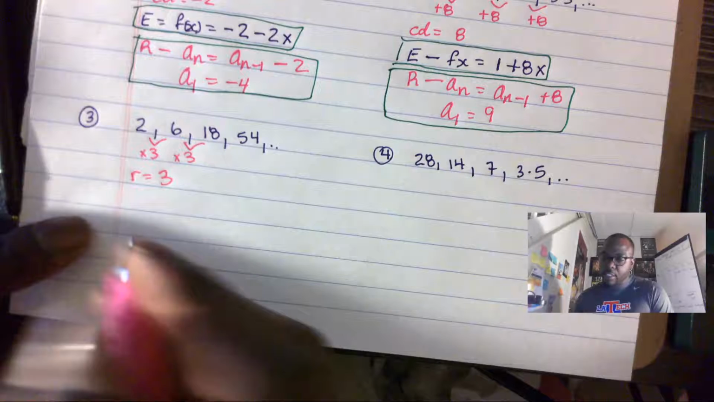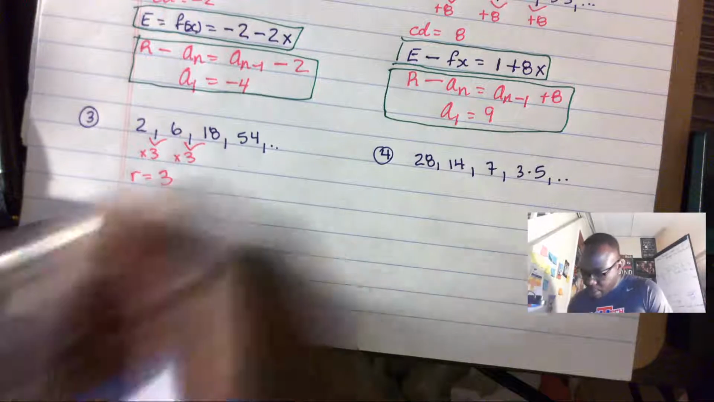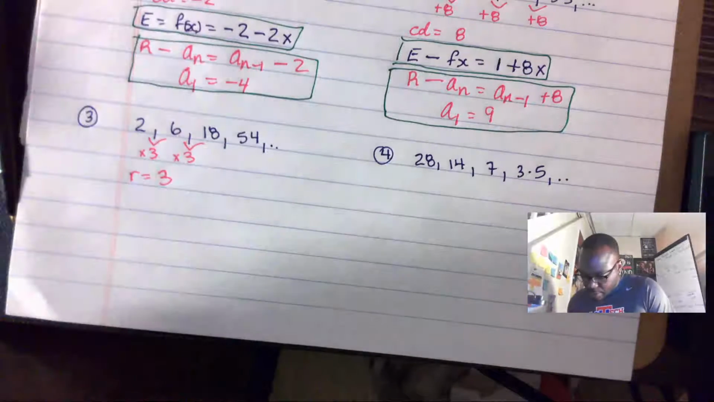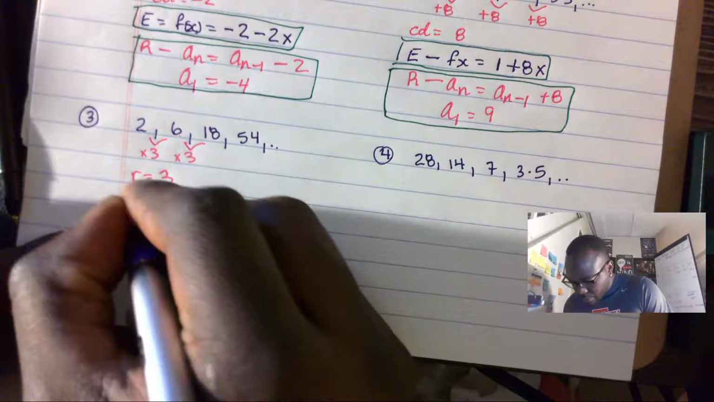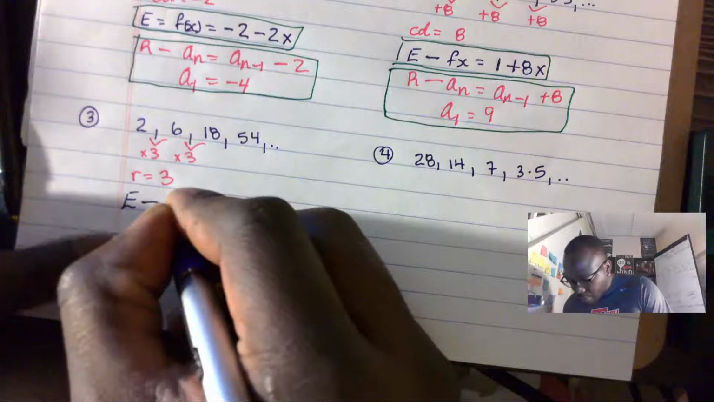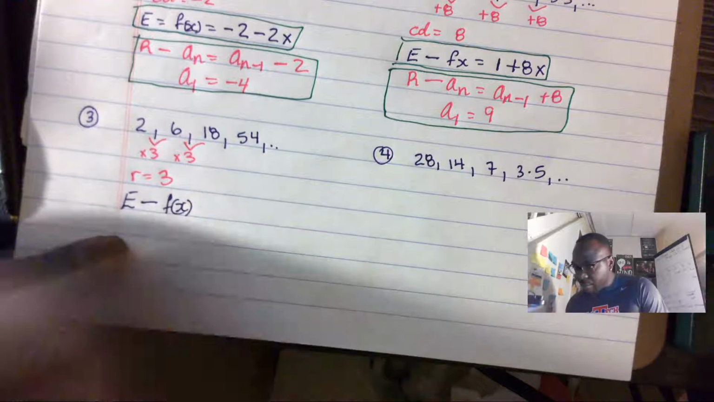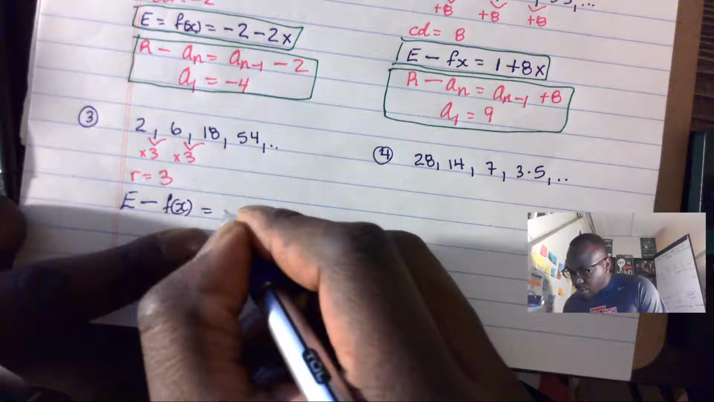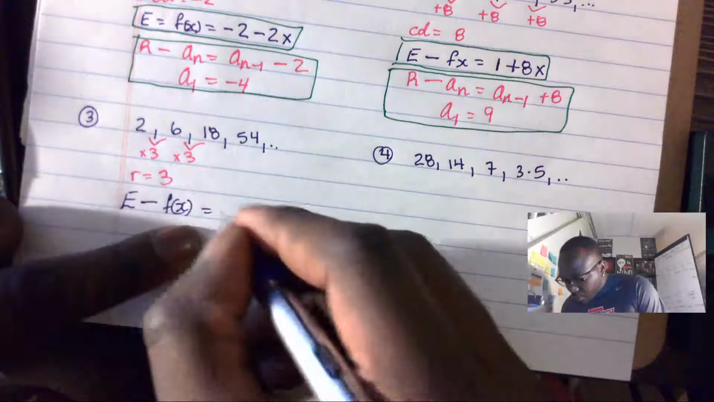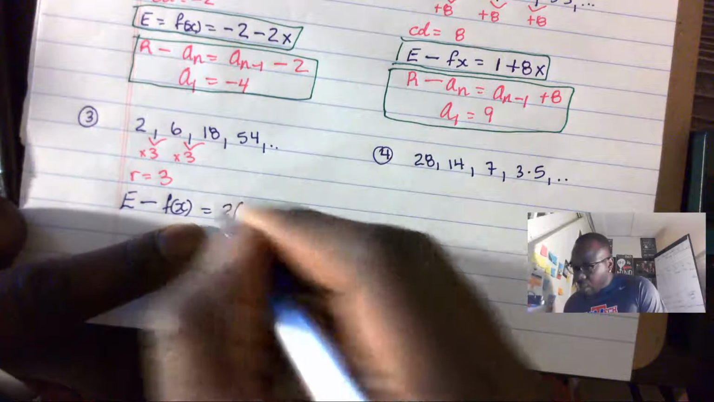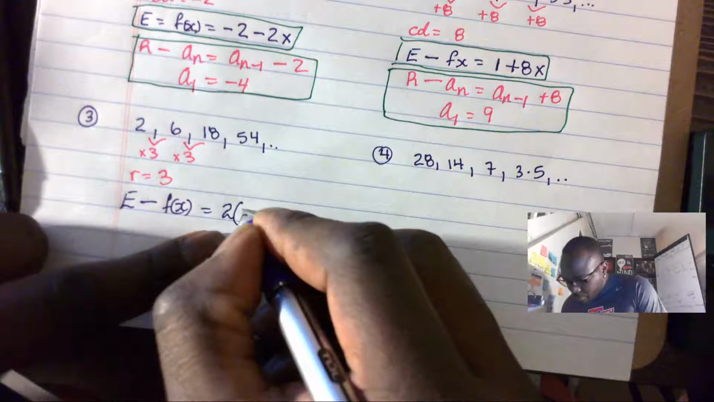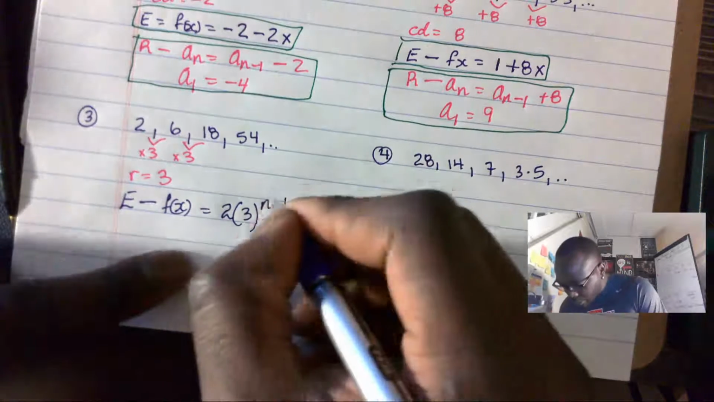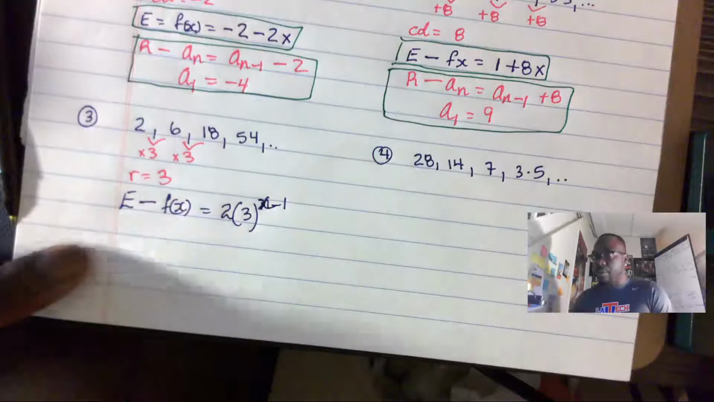Now, because my common ratio is 3 here, I can go ahead and find my explicit formula. So explicit, I'm going to say f of x. If you look back at my explicit formula, it says it's going to be equal to a1, which is your first term, which is 2. So it's going to be 2 times r, which is 3 here, raised to the n minus 1. Not n, but x, sorry. x minus 1.